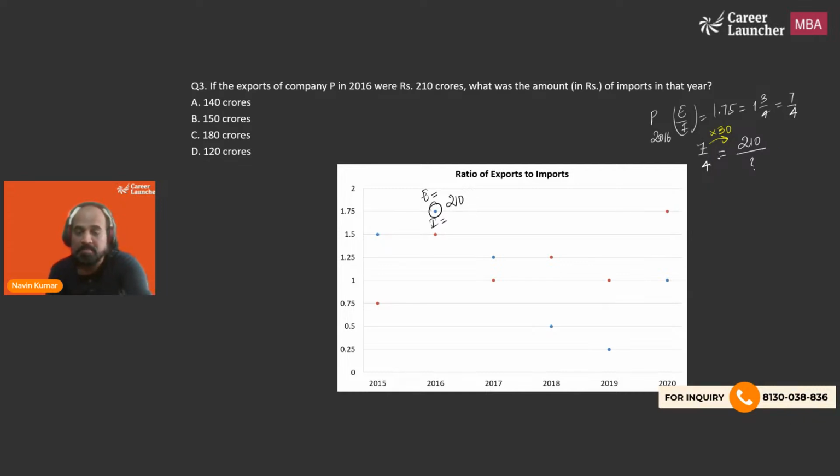So we should have the same multiplier for 4 as well. So 4 into 30 is what we should have here, right? 4 into 30 is 120. So D becomes the answer.